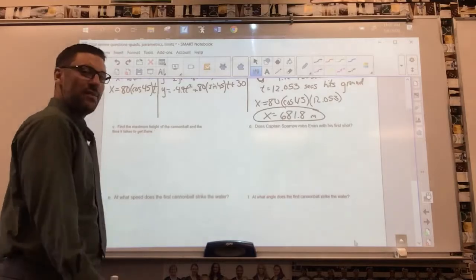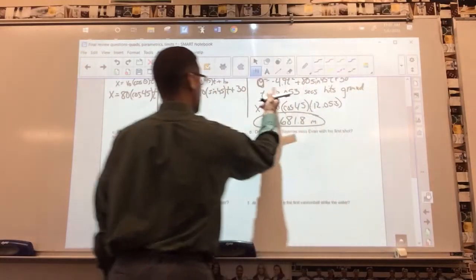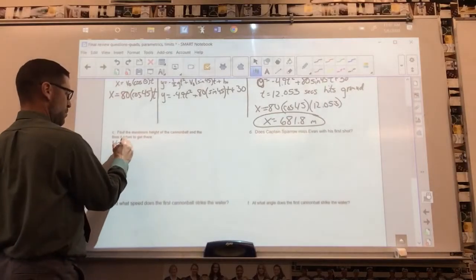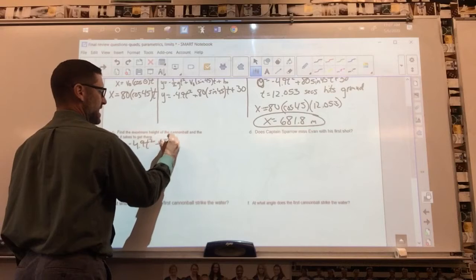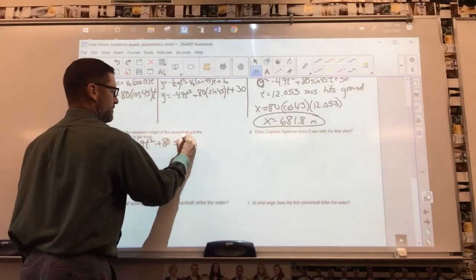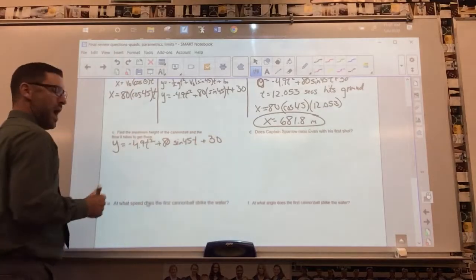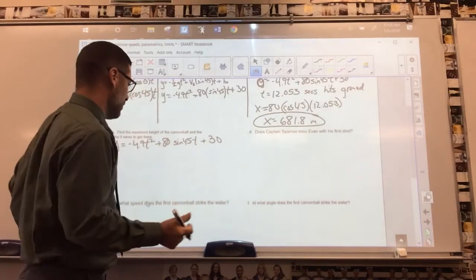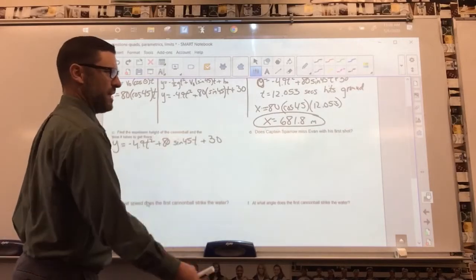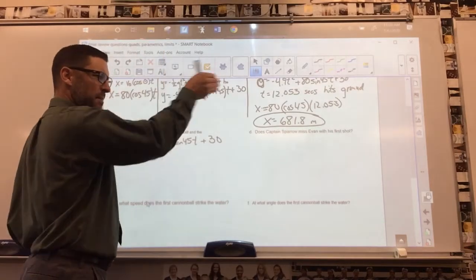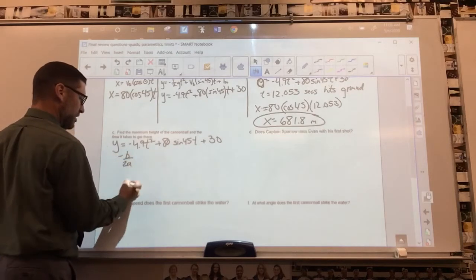Maximum height of the cannonball, that's an up-down. That is my y equation. My y equation is right here. Y equals negative 4.9 t squared plus 80 sine of 45t plus 30. Y governs how high you are. Well, I want to find the vertex because it's an upside down parabola. That maximum height is your vertex, and we've been doing that negative b over 2a and then plug it in.